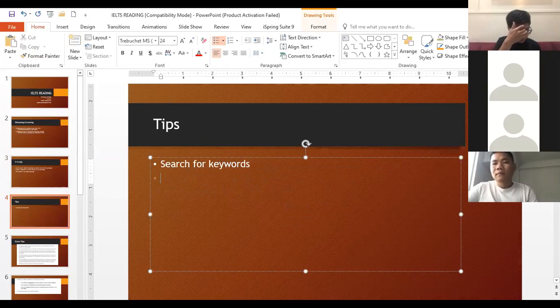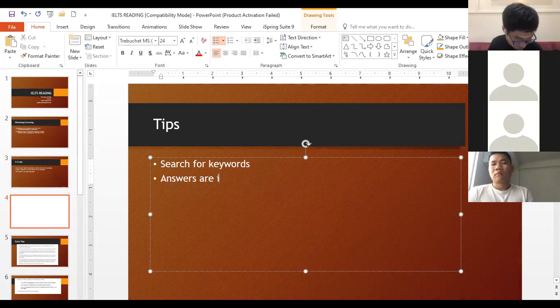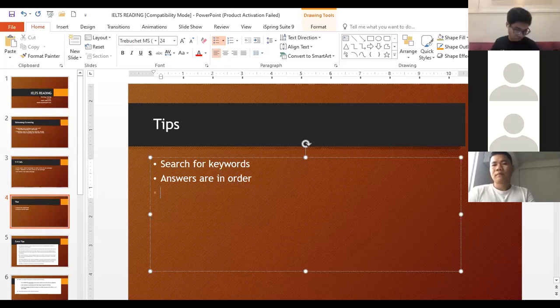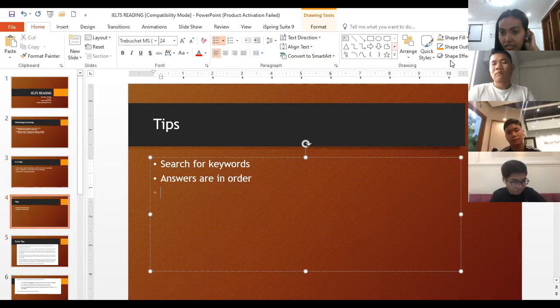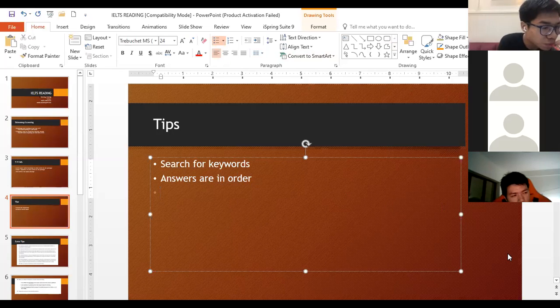So how do you normally do true, false, not given questions so far? You search for keywords. Any other tips that you normally apply? And I think the answers are in the order. Thank you. Anything else? Anyone else wants to add? Anyone? So answers are in order. You search for keywords. What else?